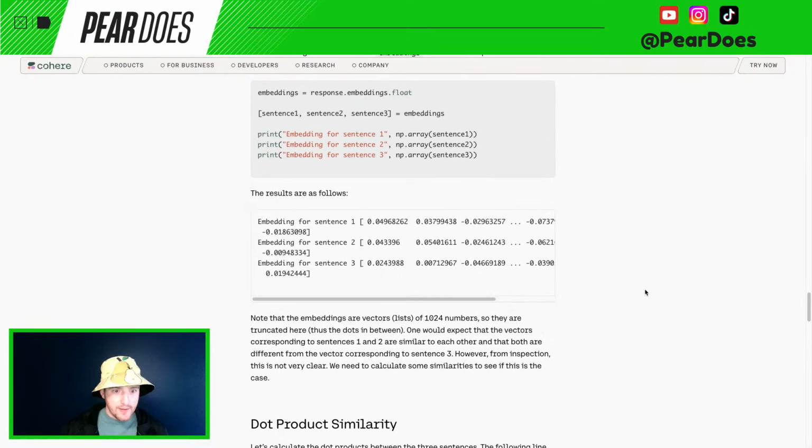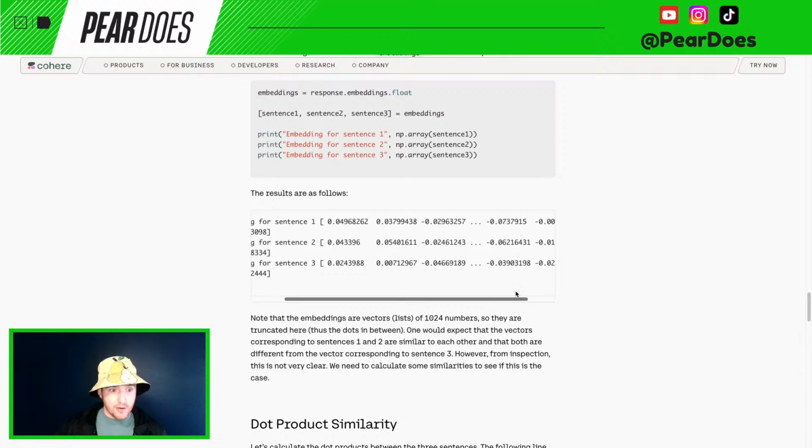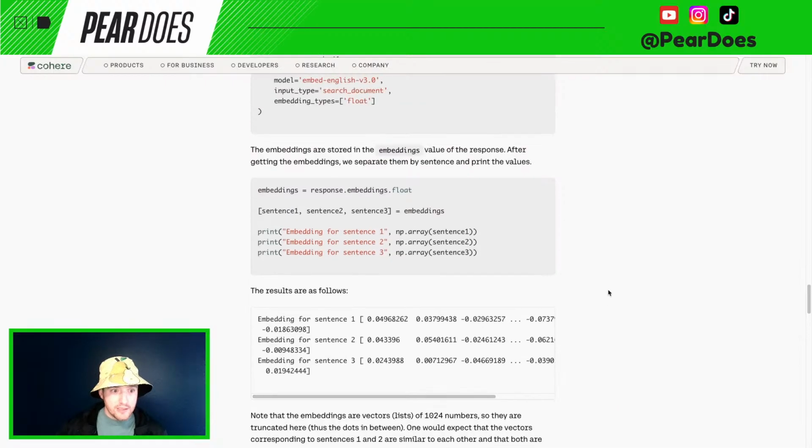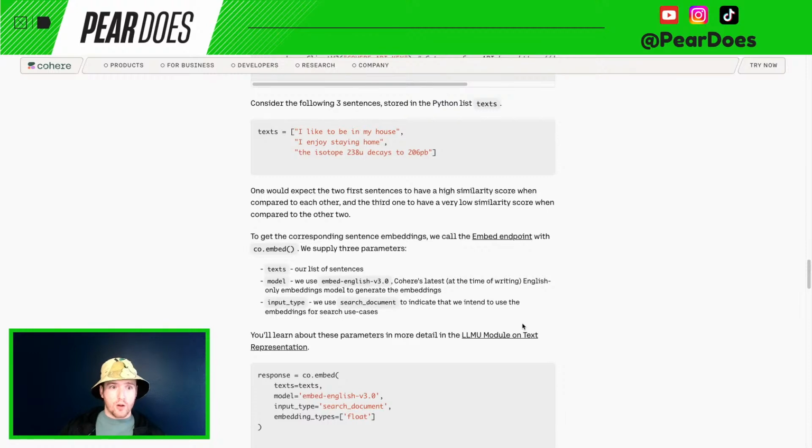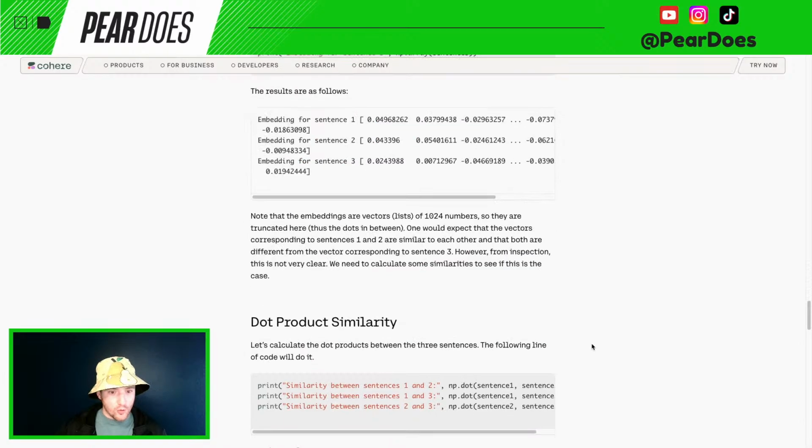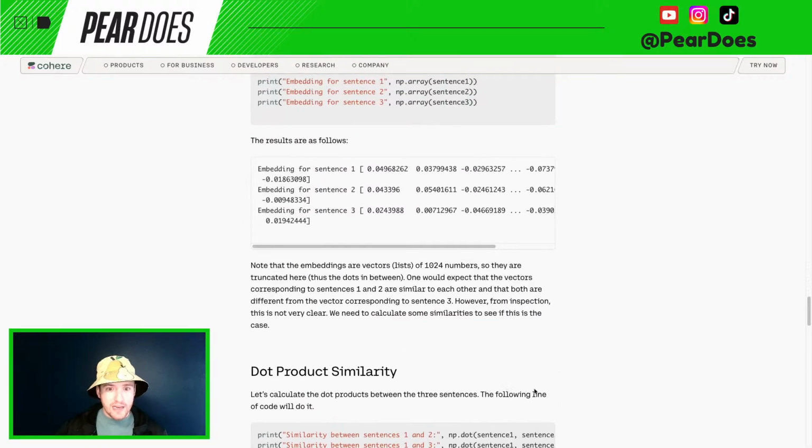But what we'll see from the results is that it's provided a list, or a vector, of numbers. We can see in this bottom result the embeddings for sentences 1, 2, and 3. Those sentences were, I like to be in my house. I enjoy staying home. The isotope 238U decays to 206Pb. Looking at those three sentences, we can see that the third one has nothing to do with the first two. The third one is about radioactive isotopes, and the first two are about staying home in your house.